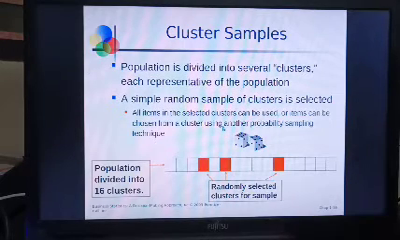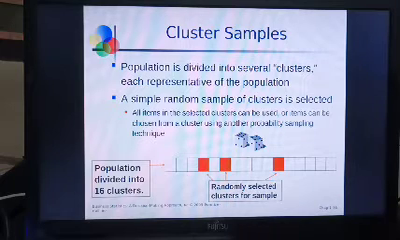Now let's go to cluster sampling. Here, the population is divided into several clusters, each representative of the population. Then a simple random sample of clusters is selected. So, you use a random generator here. The first technique, simple random sample, you use with cluster sample.